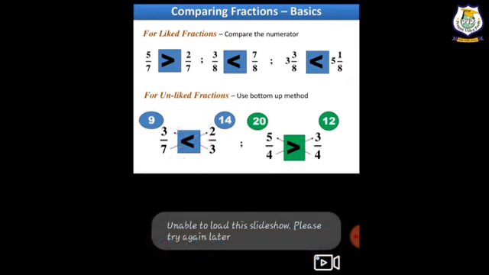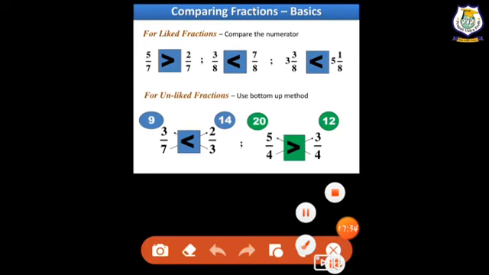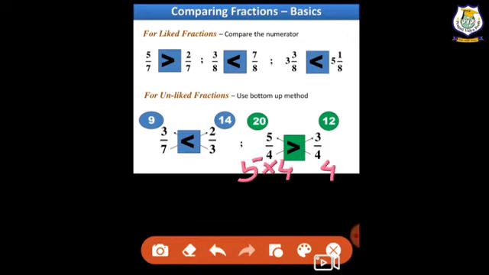Now we will come to the second one. 5 by 4 and 3 by 4. Again we will have to do the cross multiplication. 5 multiplied by 4 and 4 multiplied by 3. Here it is 20 and here it is 12. Which one is greater? 20. It means 5 by 4 is greater than 3 by 4.